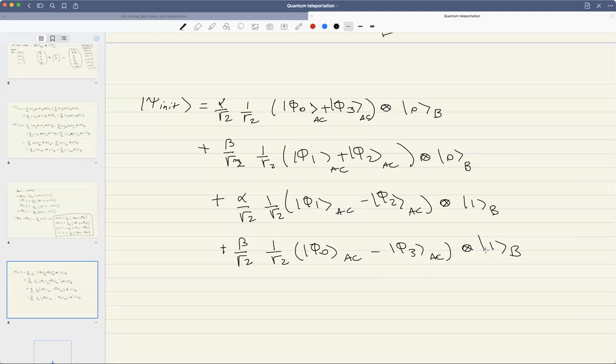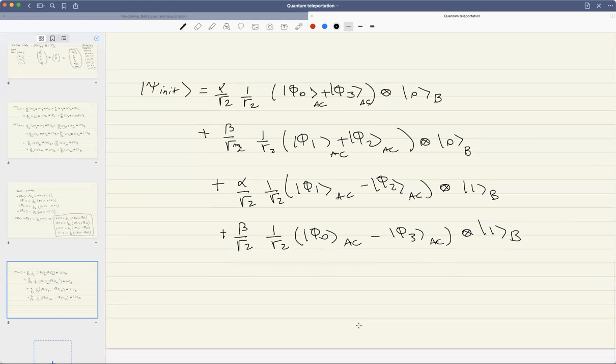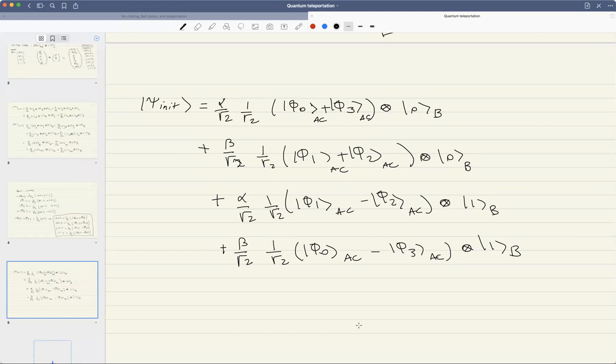I keep rewriting it in a way that allows us to easily find the post-measurement state upon a measurement in the Bell basis on qubits A and C. So this measurement is the key to teleportation. It's a measurement in a different basis, not in the computational basis, but in an equally well orthonormal basis given by these 4 Bell states, each of which is some linear combination of states in the computational basis, and each of them is entangled.